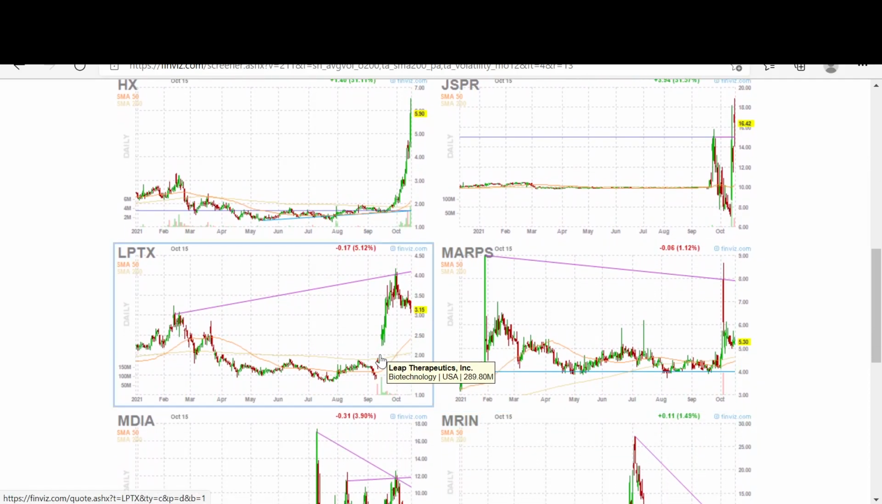LPTX, you got a big gap fill down here, coming off fresh 52-week highs.